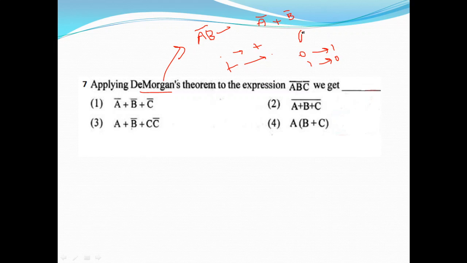A is replaced by A complement, right? And A complement is replaced by A. With the help of these principles, we can get this expression as A complement plus B complement plus C complement, since the dot is replaced with plus. So the answer is the first one.